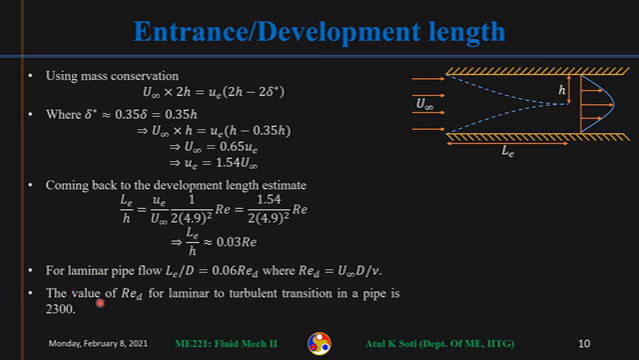Just for your information, for the laminar to turbulent transition in this pipe flow, as you keep on increasing the flow velocity, after a certain flow velocity the flow will become turbulent. The Reynolds number for laminar to turbulent transition is close to 2300. So if the Reynolds number is less than 2300, we can estimate the entrance length using this expression.